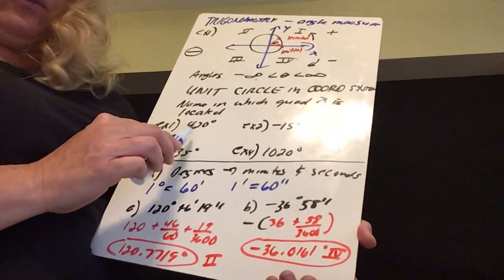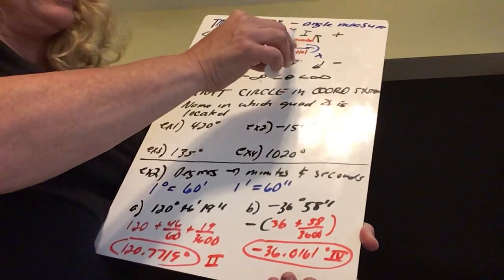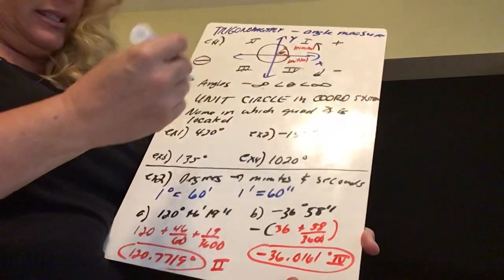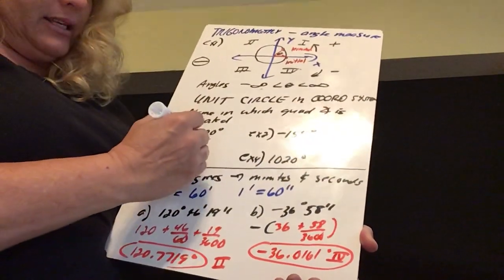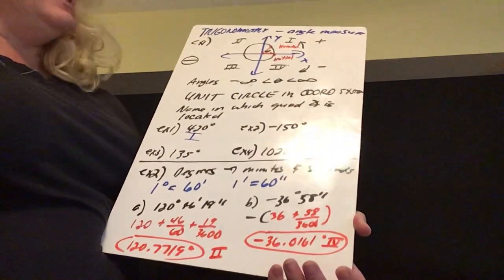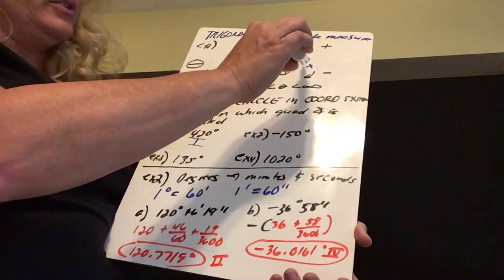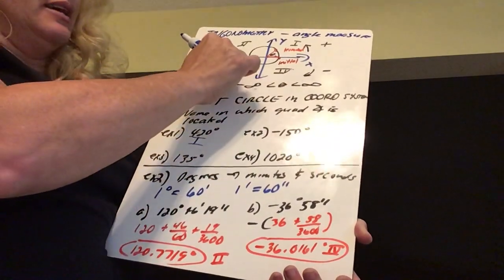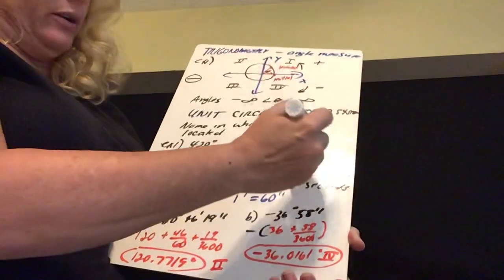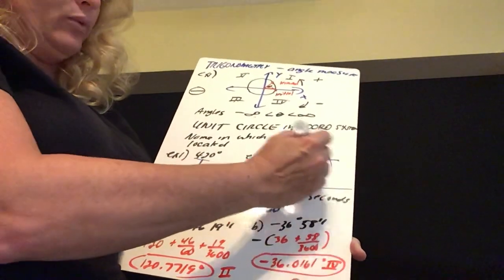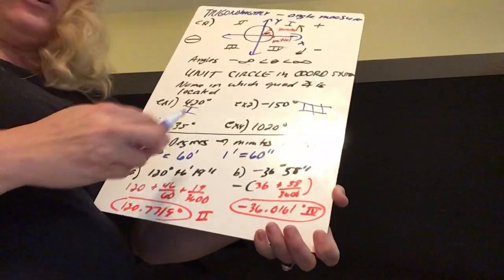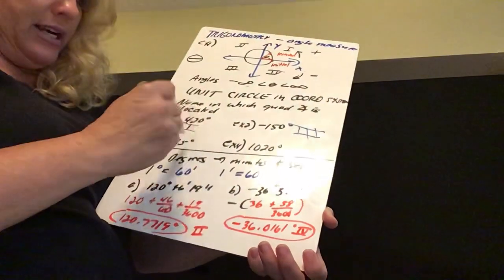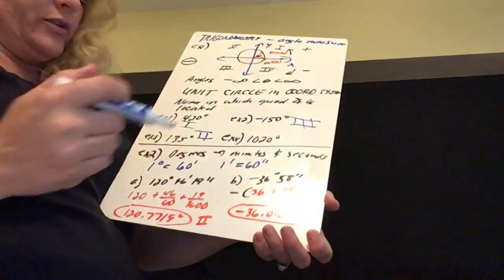So let's take a look here at 420 degrees. Well, we know if we go around one time, that's 360. 360 plus 60 is 420. So that puts us in quadrant 1. Okay, negative 150. So we know if we go this direction, from here to here would be negative 90 plus a negative 60. That would be negative 150, and that would put us in quadrant 3. All right, 135. We know we would go this direction. Here to here is 90. 90 plus 45 is 135. So that would be quadrant 2.